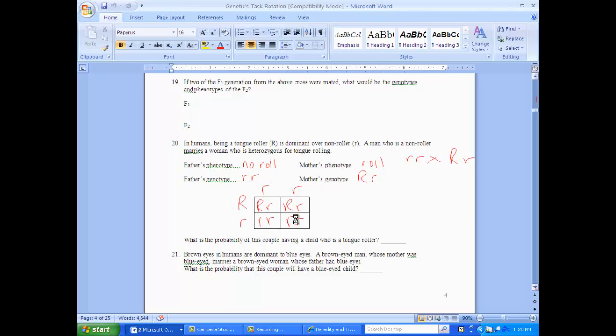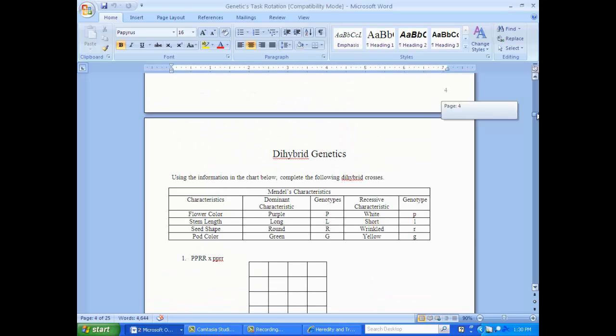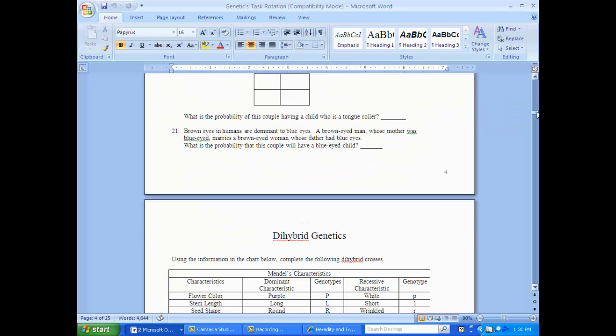21? Jerry, just want me to do 21? Okay, let's do 21. All right, hey guys, this is the last one I will do unless there are more questions. 21. It says brown eyes in humans is dominant to blue eyes. So whatever letters you want to use. I'm right now just going to put a big B over brown. I'm going to put a small b over blue.